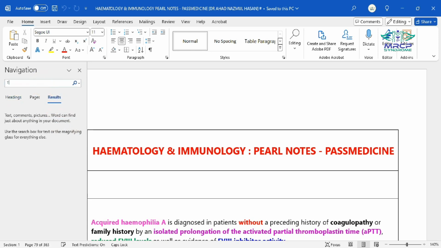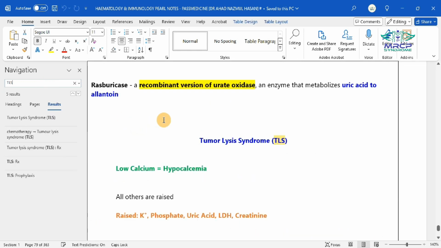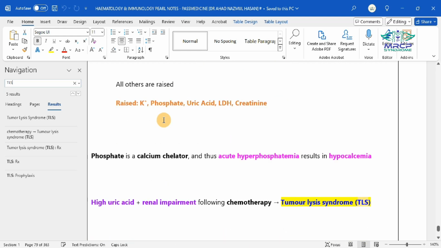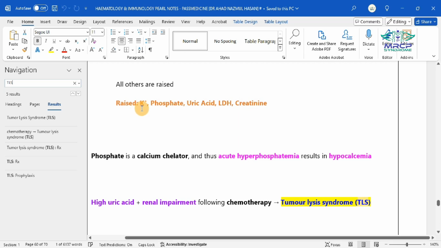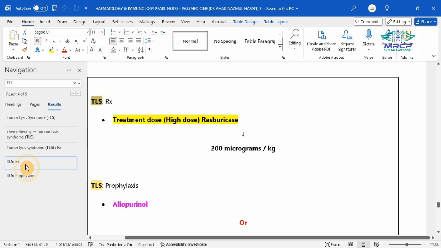How to treat a case of tumor lysis syndrome? Treatment is hydration and then rasburicase. In tumor lysis syndrome, the patient will have hypocalcemia, low calcium, and usually all other things would be elevated, like potassium, phosphate, uric acid, LDH, and creatinine, and the most concerning one is the hyperkalemia. So high uric acid, renal impairment following chemotherapy: this is tumor lysis syndrome.